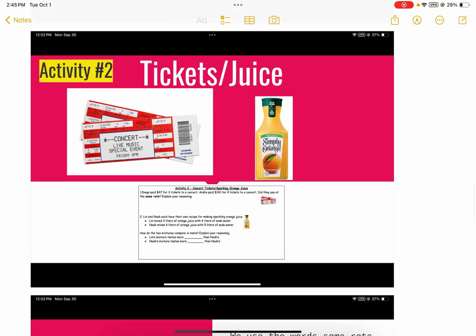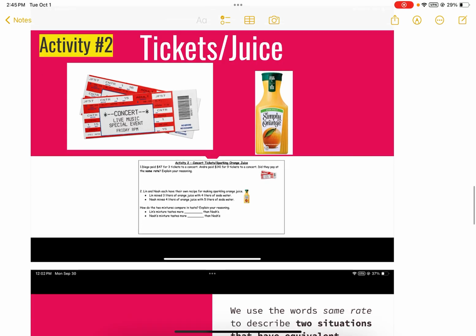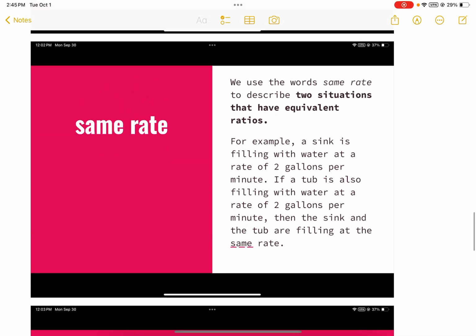So we got concert tickets and we got some sparkling orange juice, and we're going to answer some questions about these things. So the same rate. We use the word same rate to describe two situations that have equivalent ratios. So we know people are running, for example, at the same rate if they're running at the same speed.